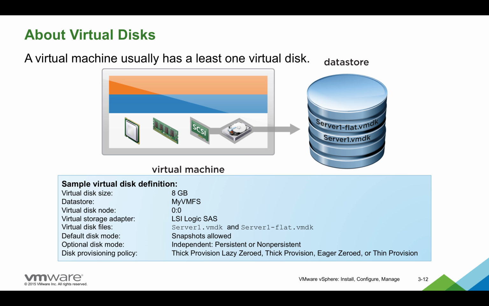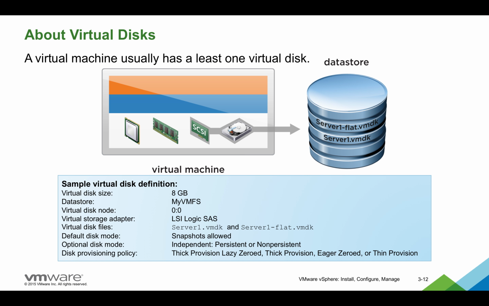The .vmdk file is a disk descriptor file. It assigns the disk size, the place in the data store where these reside, and then what kind. Is it SCSI, SAS, etc. It also has the disk mode, whether it's persistent or non-persistent, and if snapshotting is included. It also displays the provision policy, whether it's thick or thin provisioned.